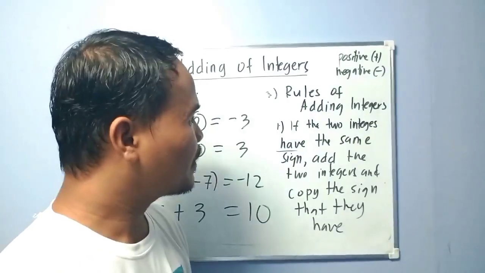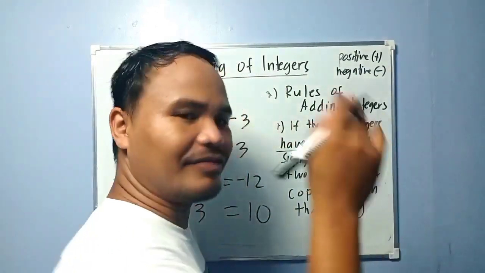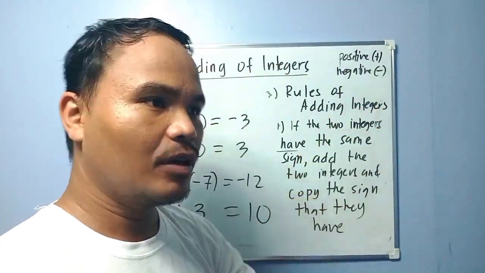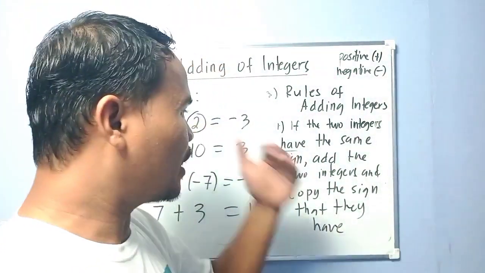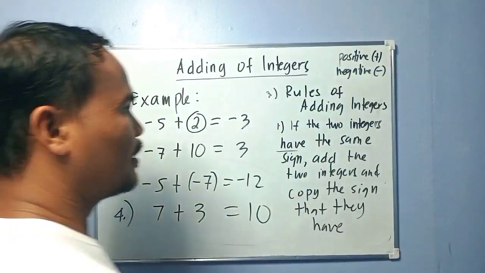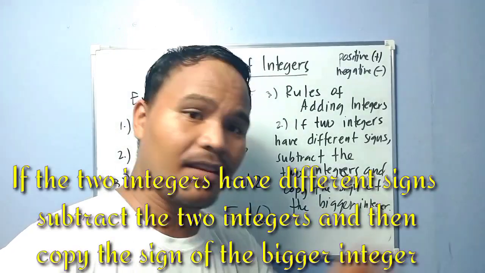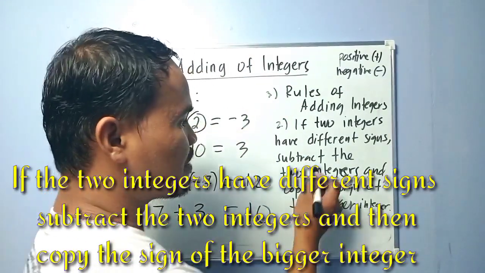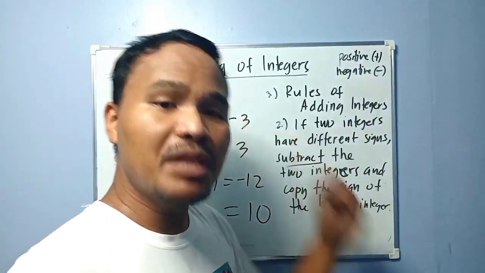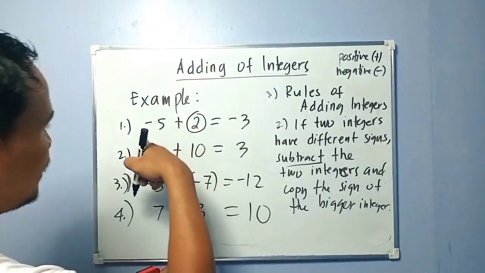Okay, again, the first rule: if the two integers have the same sign, meaning both positive or both negative, we are going to add the two integers and copy the sign that they have. The second rule: if the two integers have different signs, one is positive and the other is negative, what we are going to do is subtract the two integers and copy the sign of the bigger integer. In our example, where does this apply? Example number 1 and number 2.